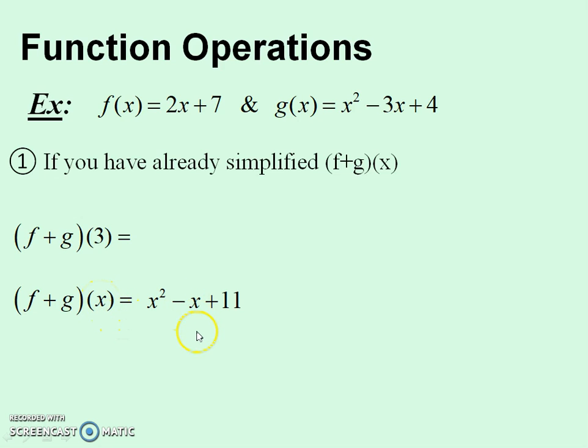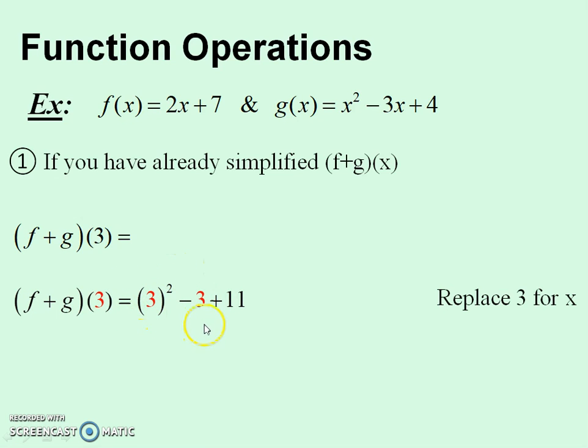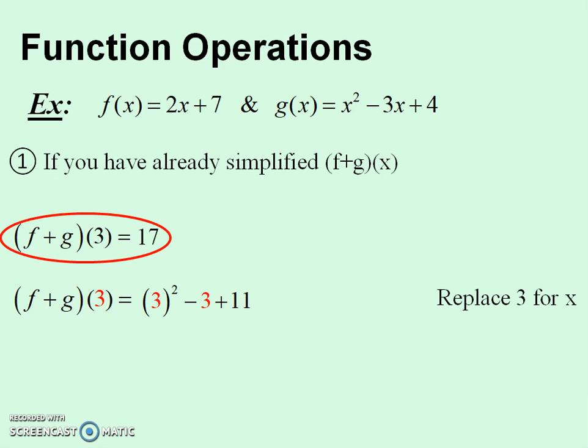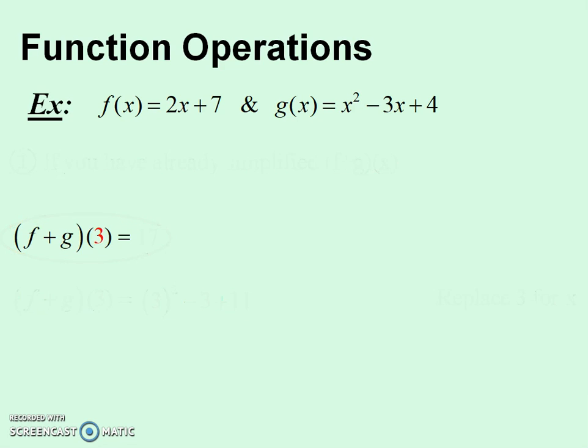So anywhere there's an x, I'll plug in 3. I'll evaluate that. 3 squared is 9. 9 minus 3 is 6. 6 plus 11 is 17. And that is f plus g of 3. That's the first way to do this.